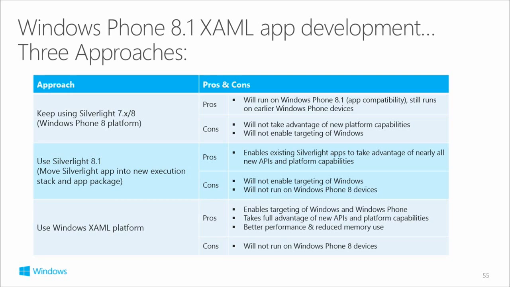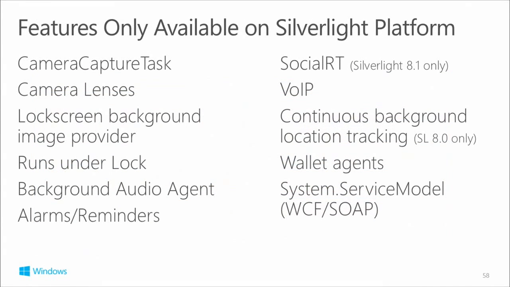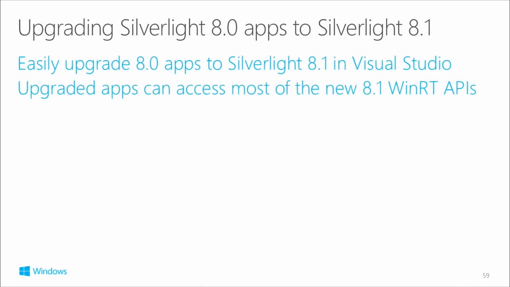Or you can move over to the Windows XAML platform, where you get the full advantages of the full convergence: same XAML, same framework around the XAML that runs on both. There are a few features that you can only do on Silverlight. There's a list of them there. I'll just leave you to read those. It's a very small set, and we are going to be working on bringing those into the converged set in future updates. But these are the ones that are Silverlight only, so if you need those, that forces you down the Silverlight path.